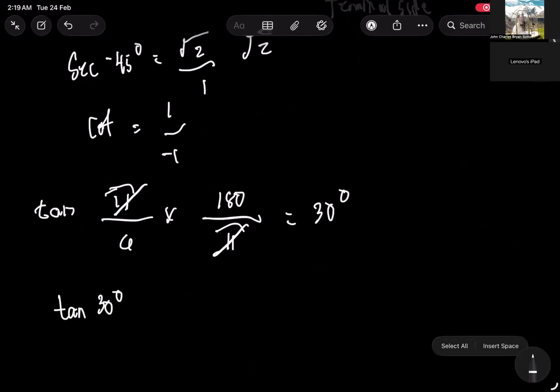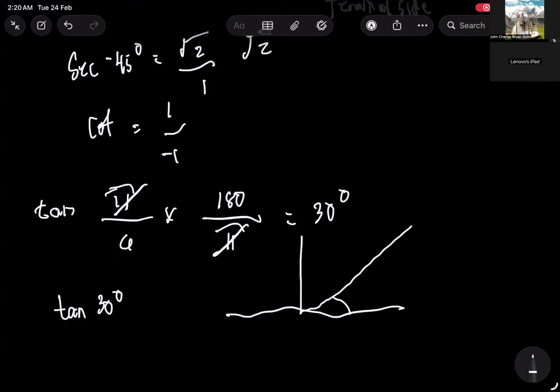Let's now draw the Cartesian plane. So 30 degrees, probably like this. Let's draw the terminal side like that. So this is a right triangle again. So this is 30 degrees, so automatically this will become 60 degrees.